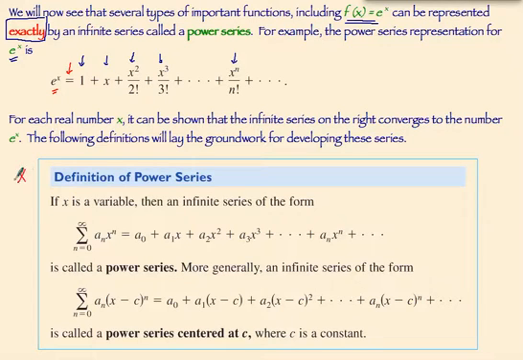So we have the definition of power series. If x is a variable, then an infinite series of this form, a sub 0 plus a sub 1 x plus a sub 2 x squared, a sub 3 x cubed. You can see that if it's just x here, that means c is equal to 0. It's centered at 0. And here is your nth term, which will be handy. We'll need that nth term when we're doing things with these power series, plus and so on, is called a power series.